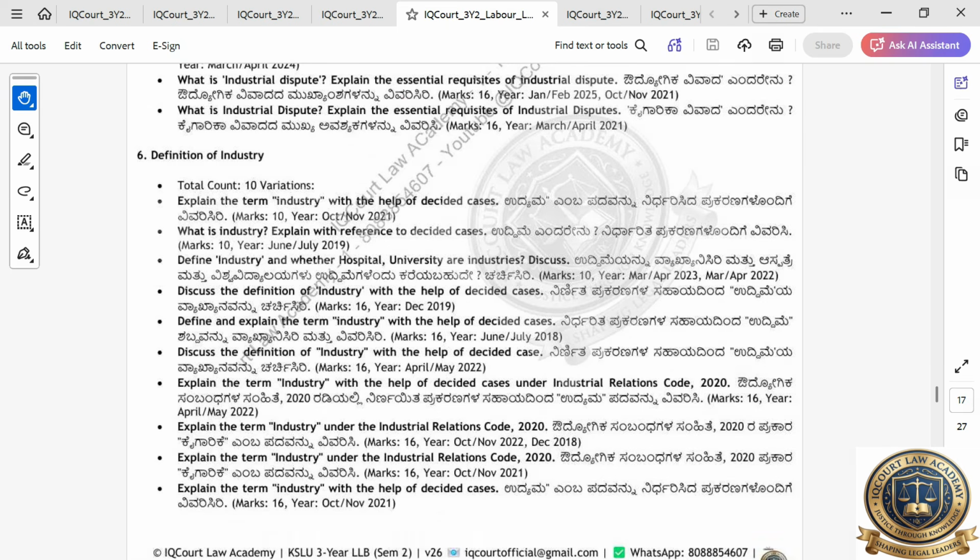Definition of industry. You have to explain along with the Tribal Trust, Rajappa, water supply, the landmark cases. You have to mention it with the help of decided case laws. What is industry? Explain with reference to the decided cases.